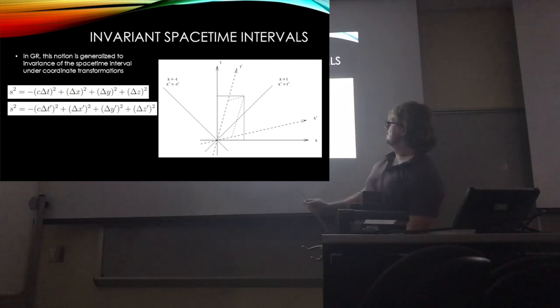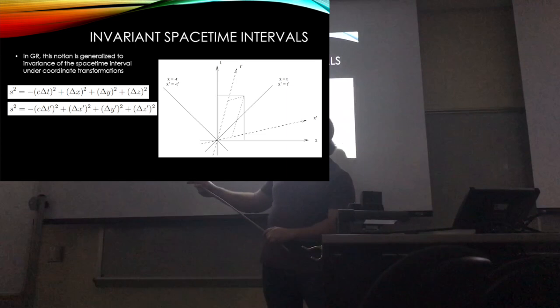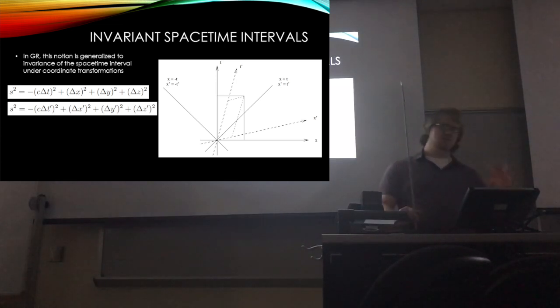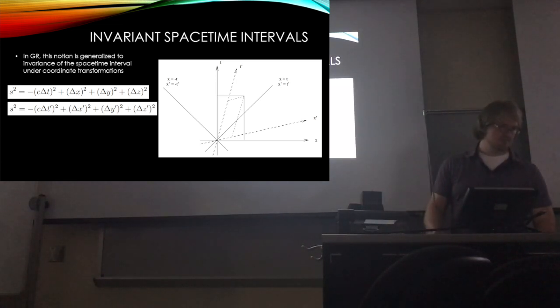In any case, these lines where x equals ct actually would have the case that s equals 0. And no matter how you change your reference frame, that'll always be the case. Just wanted to make that as an aside because that'll be relevant later when we talk about black holes.